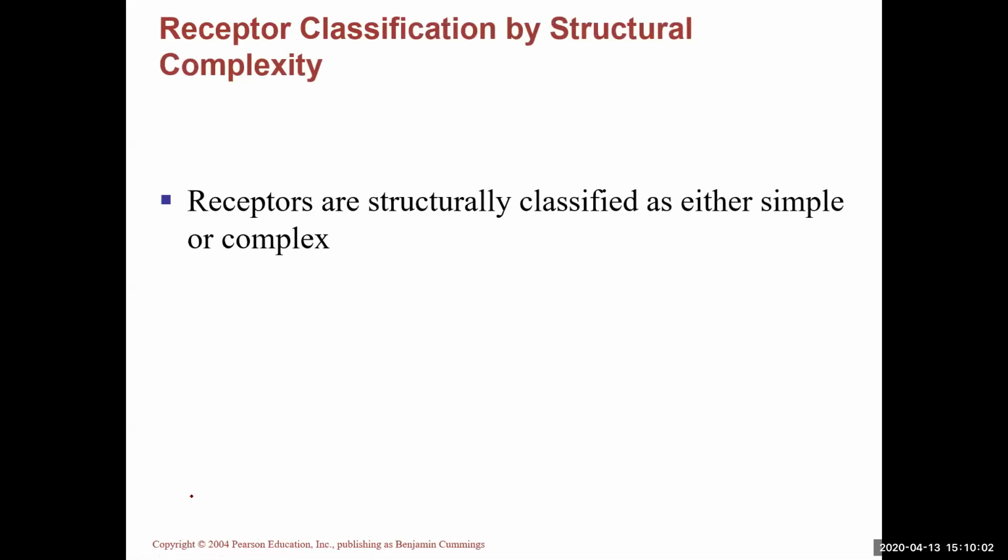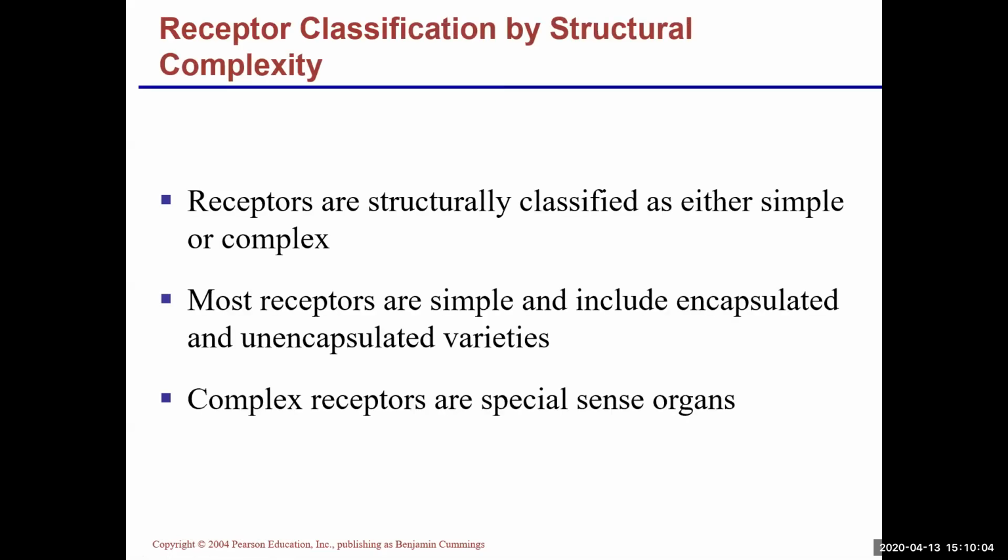Next up, you have classification based on structural complexity. In other words, what do they look like? You'll have two kinds. One is simple, which we're going to be looking at most, or complex. Usually the complex ones are related to the special senses. They're really unique in terms of what they look like, how the photoreceptors look. There's no other place you can find that. So it's kind of unique.